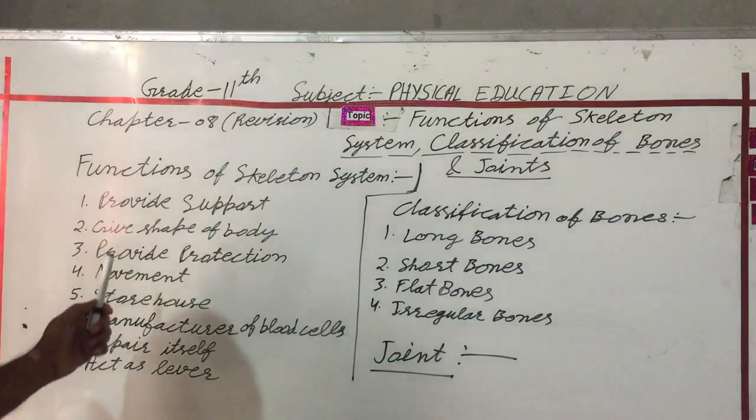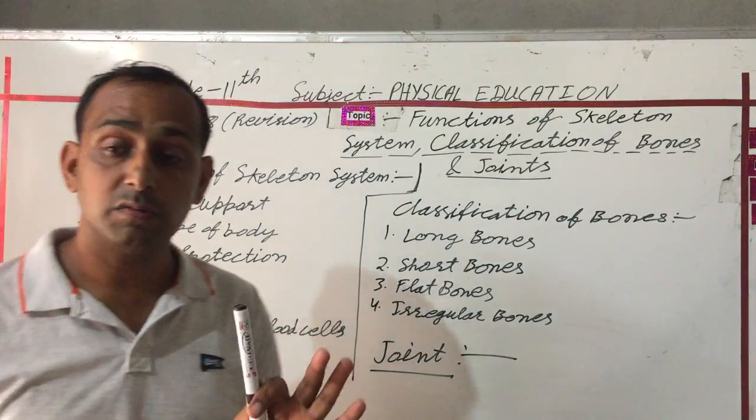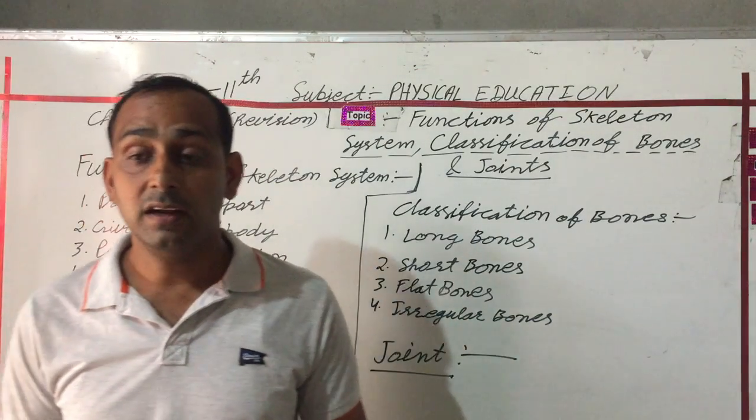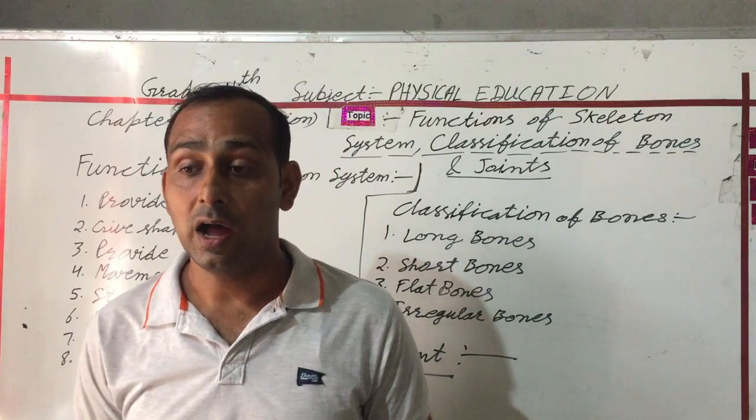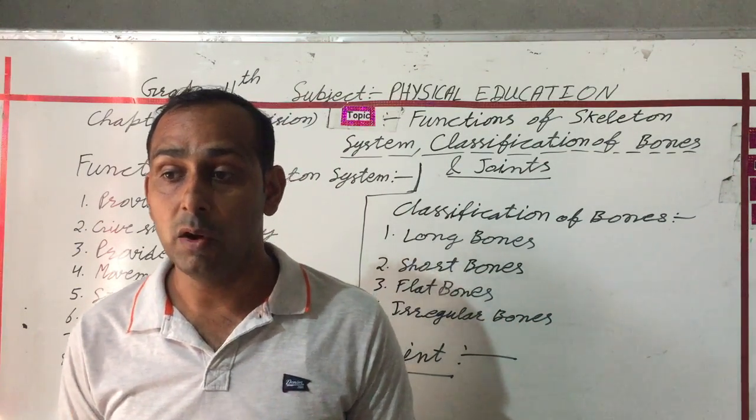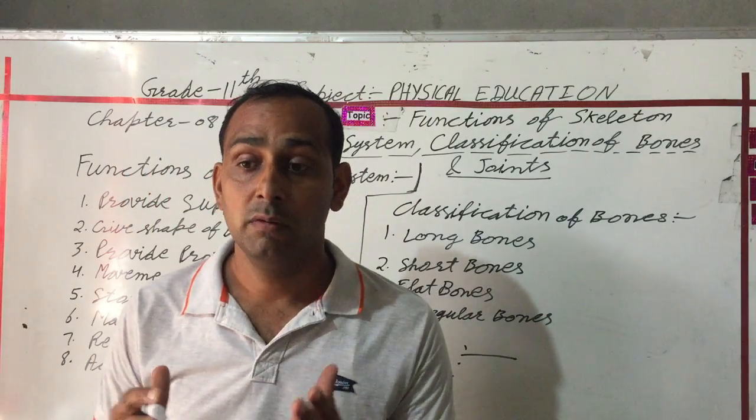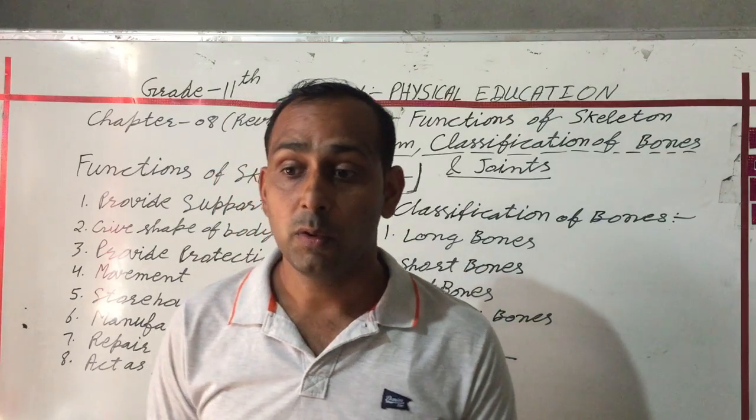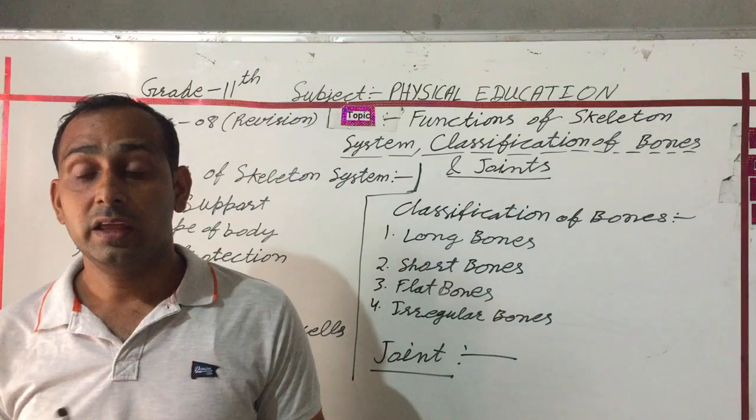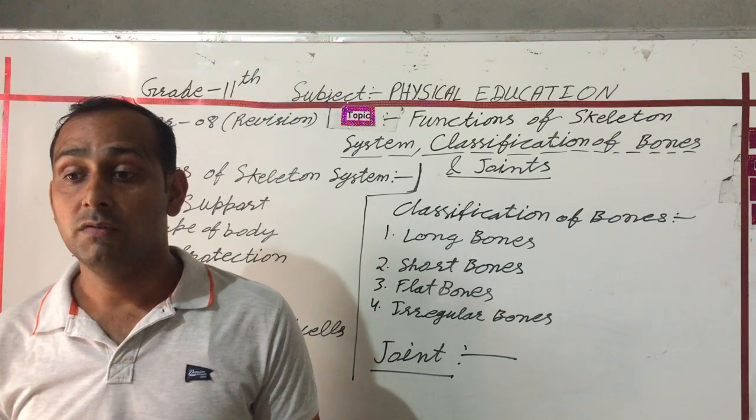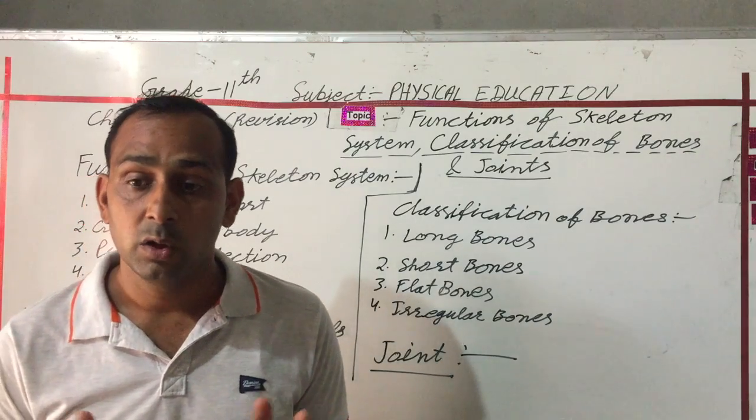Next is giving shape to the body. The skeletal system gives shape to the body. The height and structure of the body depend upon the shape and length of bones. Third is to provide protection. It provides protection to the delicate organs of our body like the brain, heart, lungs and spinal cord.